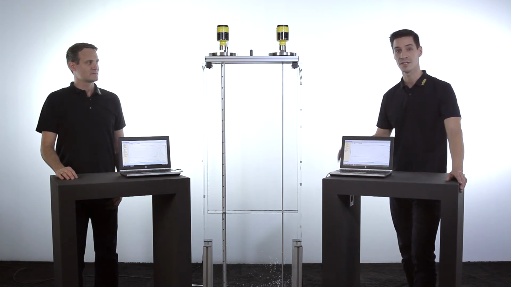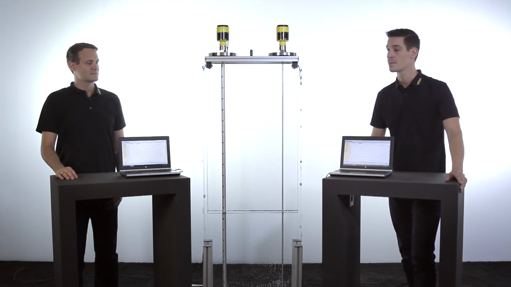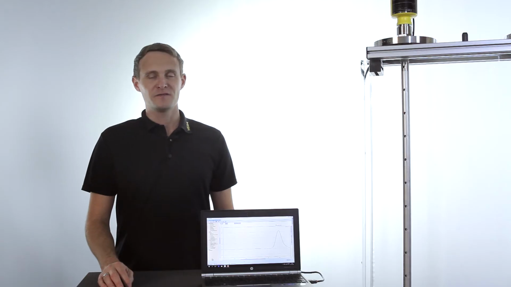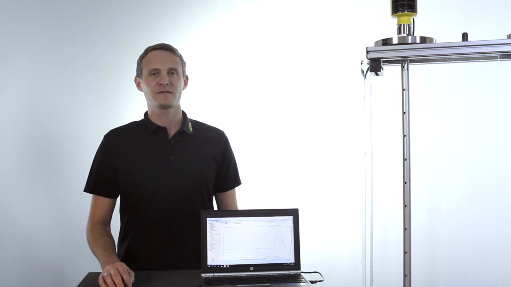If we have a look at the echo curves, you will see that both devices detect the level reliably and accurately. But there is a big difference in the echo amplitude of the two instruments. The coaxial version has a much bigger echo amplitude than the rod probe. This is called the coaxial effect.